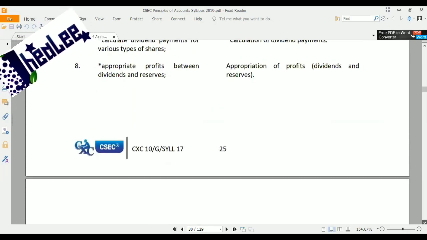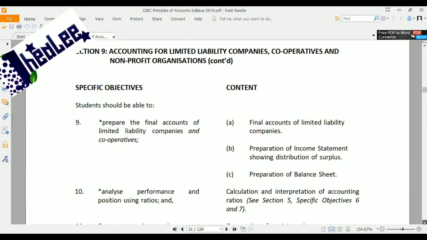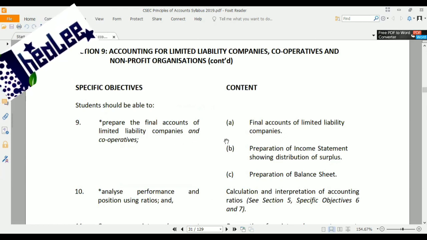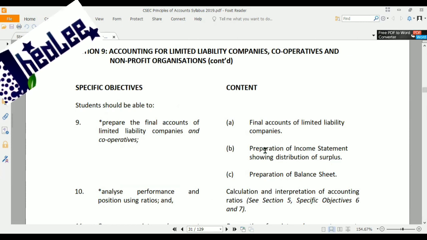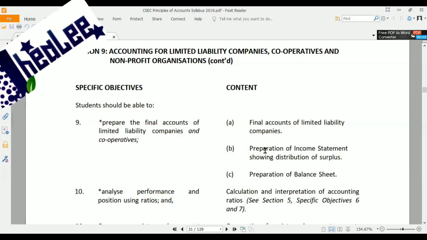And we're going to move on to 9, prepare final accounts of limited liability companies and cooperatives. So in doing the company accounts, you prepare what is called a trading profit and loss account, and then you will be required to do an appropriation section. The appropriation section is what makes the difference between the sole trader business and the company.